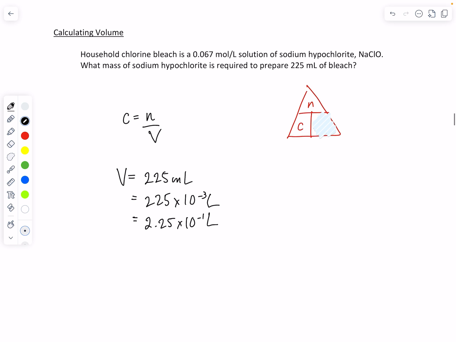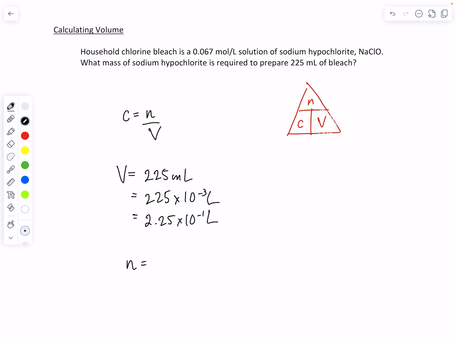Now the number of moles is equal to concentration times volume. The concentration is 0.067 moles per liter. And the volume we just calculated was 2.25 times 10 to the power of negative 1 liters. If we punch this in, we end up with 0.01508 moles.